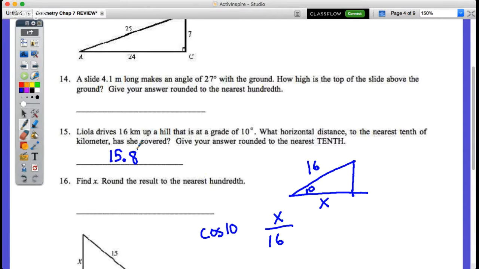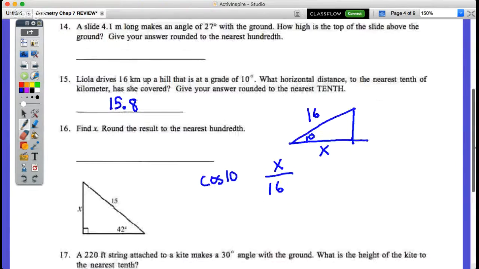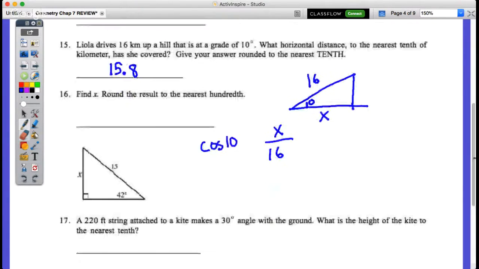So for number 16, when they say find X, Nicole, do you have moonshine with you? Yes. Woo! I'm on a roll. I need a dismissal. Awesome.